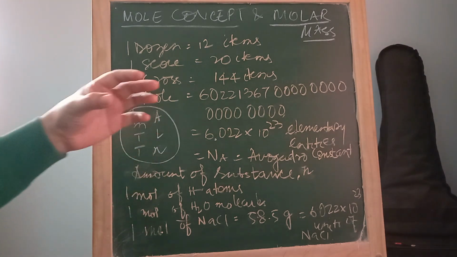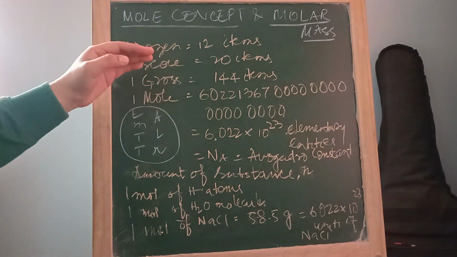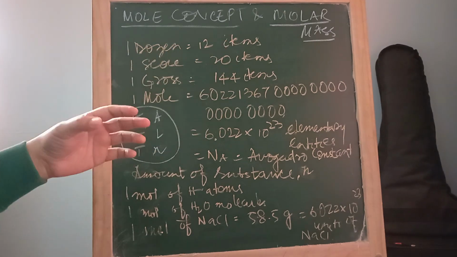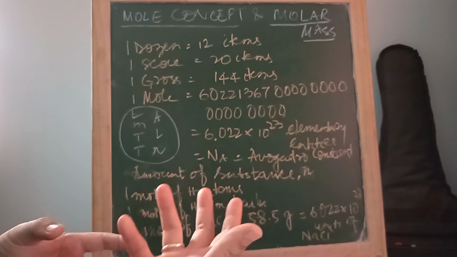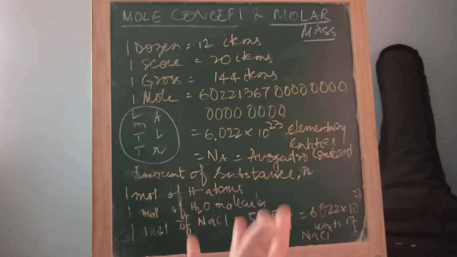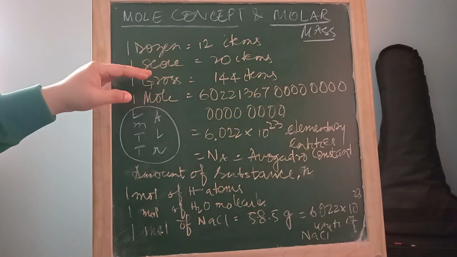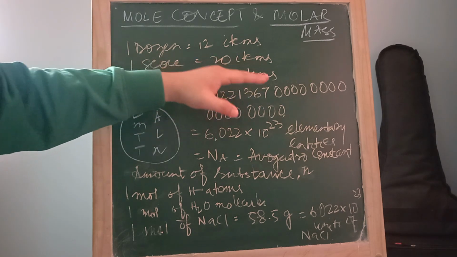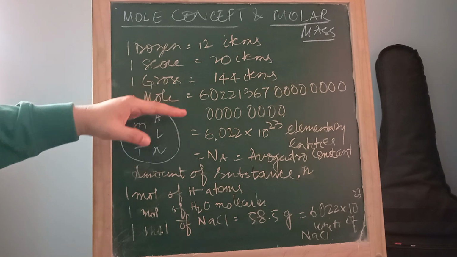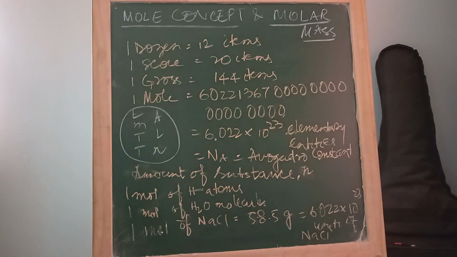As we count in chunks, 1 dozen of items means 12 items. 1 dozen eggs means 12 eggs, 1 dozen bananas means 12 bananas, right? Similarly, one score means 20 items and one gross means 144 items. So one mole is how many items?